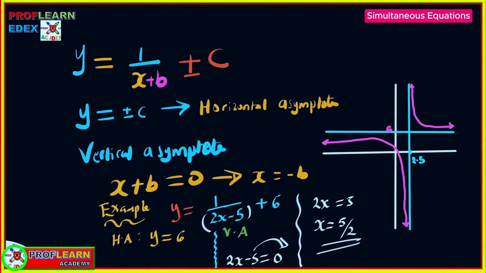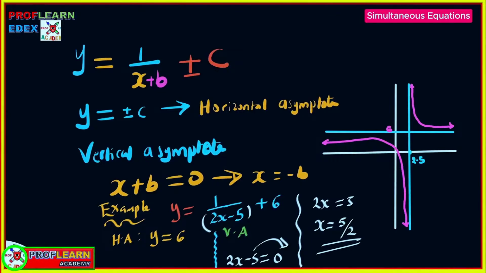That plus 6 gives us the horizontal asymptote. So meaning the horizontal asymptote is going to pass where y equals 6. If that value was minus, we would say the horizontal asymptote is minus 6. So that's why I said that the horizontal asymptote is plus or minus c. That value that could be there, either plus or minus, will be the value of the asymptote.